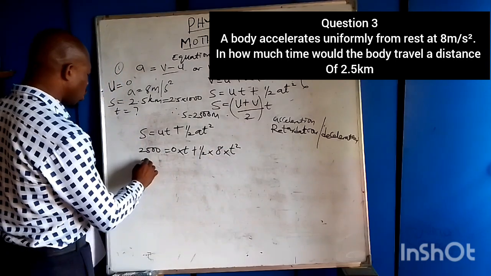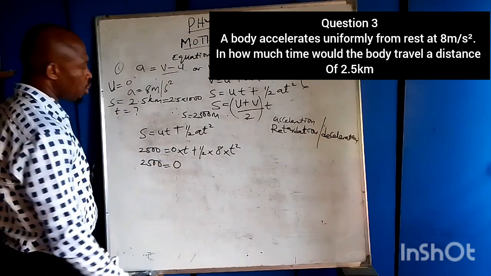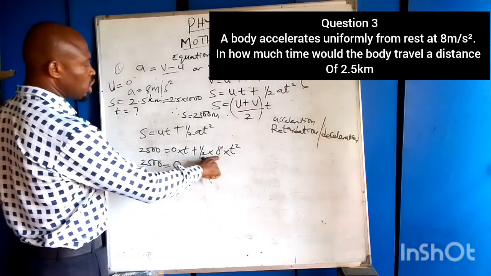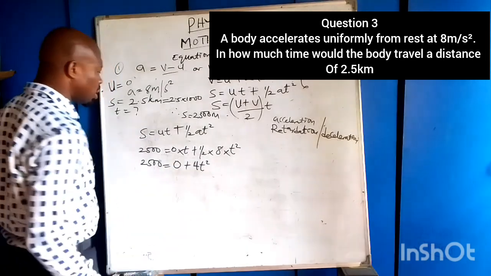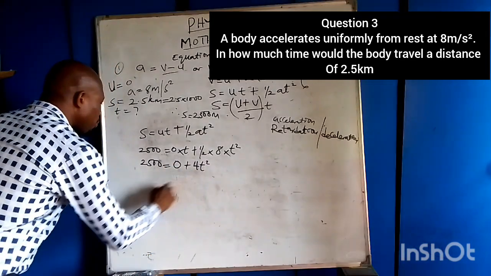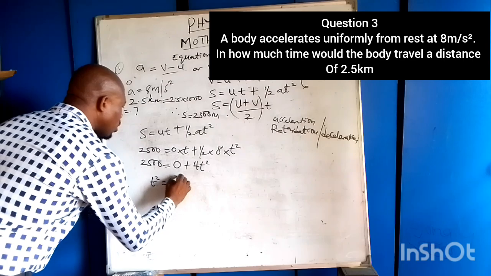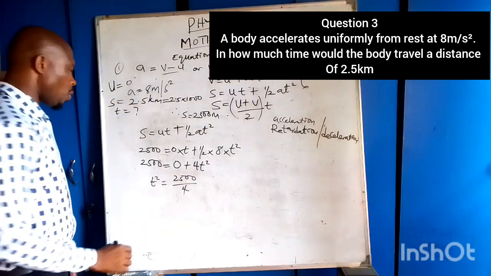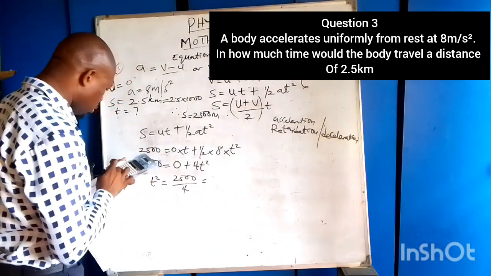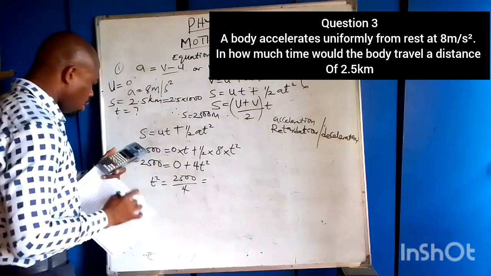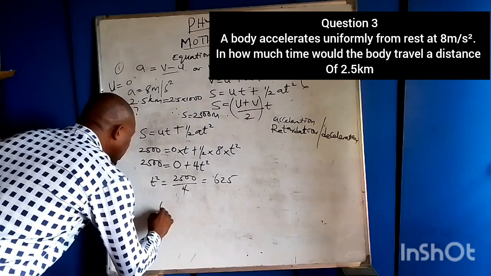We now have 2,500 is equal to 0, plus half times 8, which is 4, times t squared, so 4t squared. Now we'll make t squared the subject. t squared is equal to 2,500 over 4, which gives us 625.